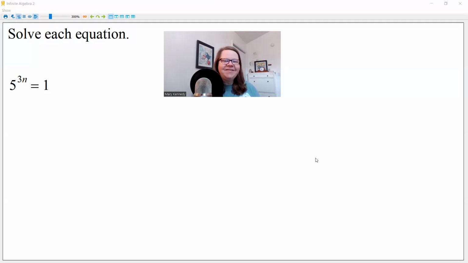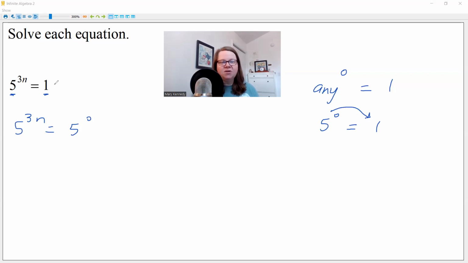Okay, so remember that anything to the 0 power, essentially, pretty much anything, is 1. So if I need these bases that are 5 and 1 to be the same number, then I could rewrite that 1 as 5 to the 0 power, because then they would both be a base of 5. So 5 to the 3n equals 5 to the 0, because 5 to the 0 is 1. So that's why I can just take the 1 and change it to this.